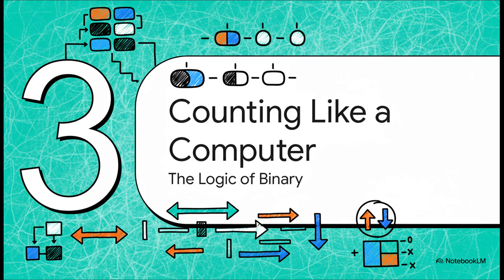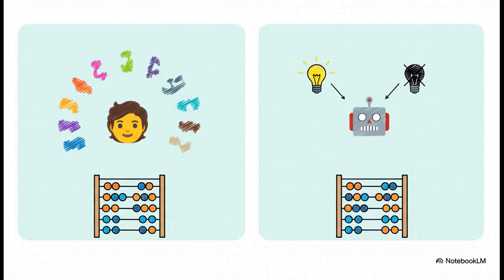Check. So now let's see how a computer uses this new language to do something super basic, something we all learn as kids, counting. But get ready, because they do it in a way that's totally different from how we do. See, we humans are all about base 10. It makes sense, right? We have 10 fingers, so we use 10 digits, 0 through 9.